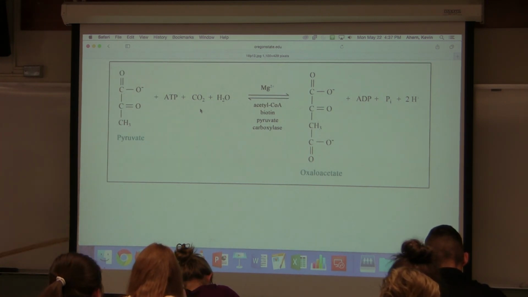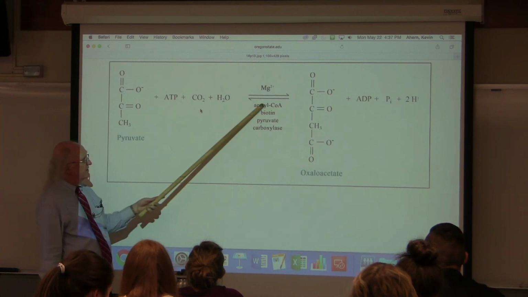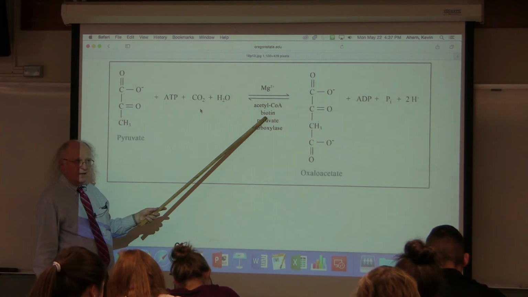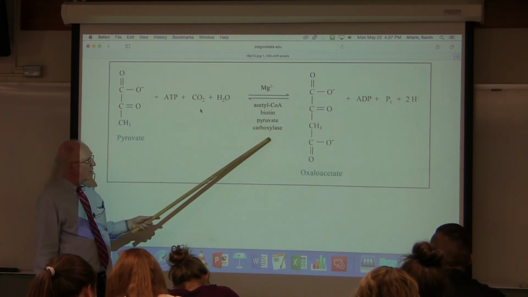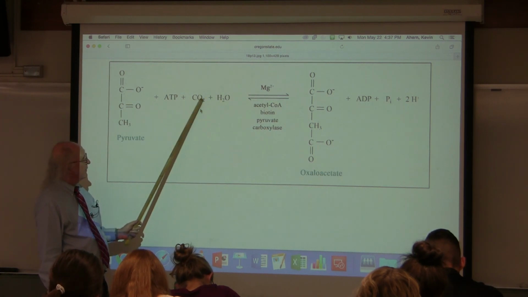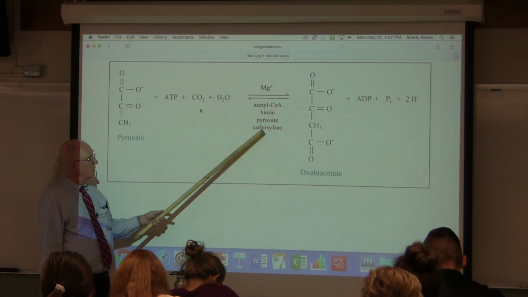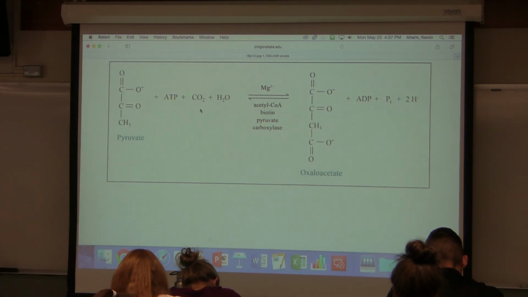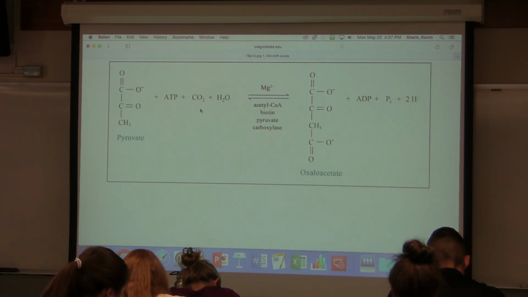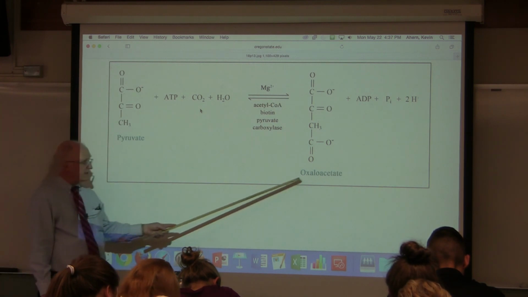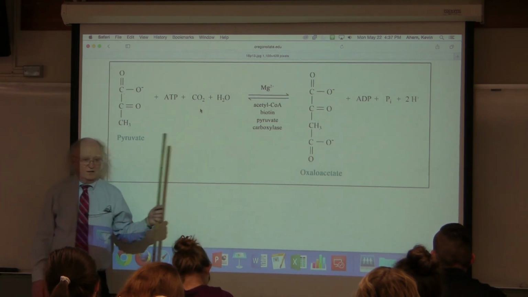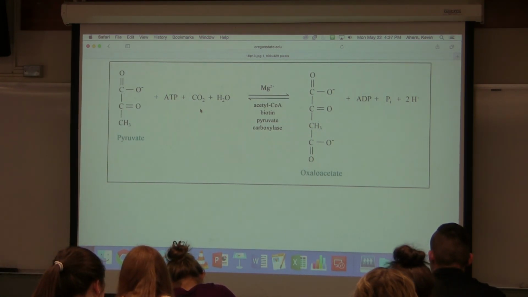Now, what's all this other stuff on here? Well, this is an activator of the enzyme. We're not going to worry about that at the moment. This, however, is a vitamin. And this vitamin is needed by every carboxylase because what it does is it carries the CO2. Biotin carries the CO2. It's a coenzyme for the reaction. So oxaloacetate appears in gluconeogenesis. It doesn't appear in glycolysis. Okay? It's the only molecule that doesn't appear in glycolysis.